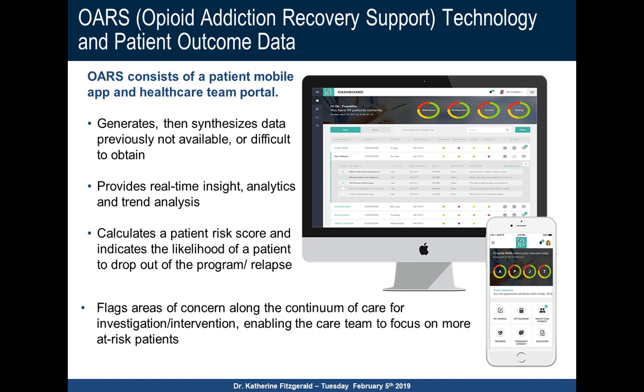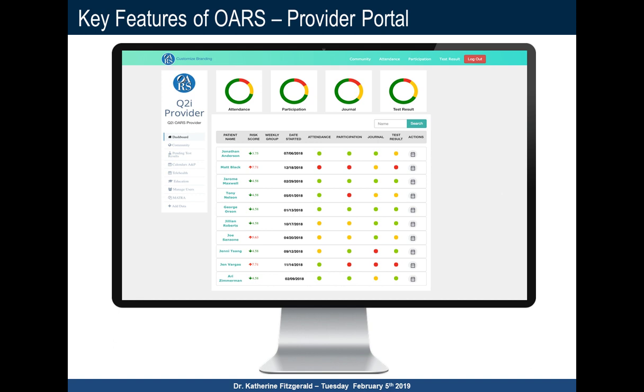We're also working on an algorithm called MATRA that helps to predict and hopefully prevent relapse, and also helps providers plan their day as far as how much time each individual patient needs, which can be helpful in office day planning. And we'll talk about that. This is a picture of what the provider portal looks like, what you'd see from the provider point of view.